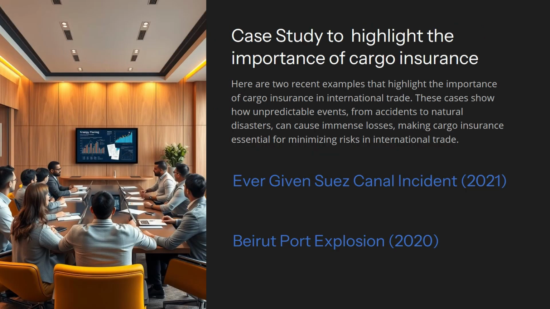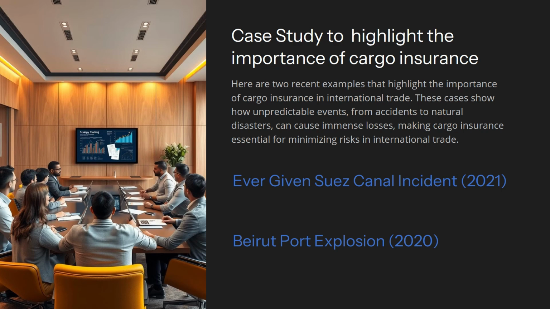Let's look at two recent examples that really show why cargo insurance is so important in international trade. These cases demonstrate how unpredictable events, whether accidents or natural disasters, can lead to massive losses, making cargo insurance essential for managing these risks. First, the Ever Given Suez Canal Incident in 2021.